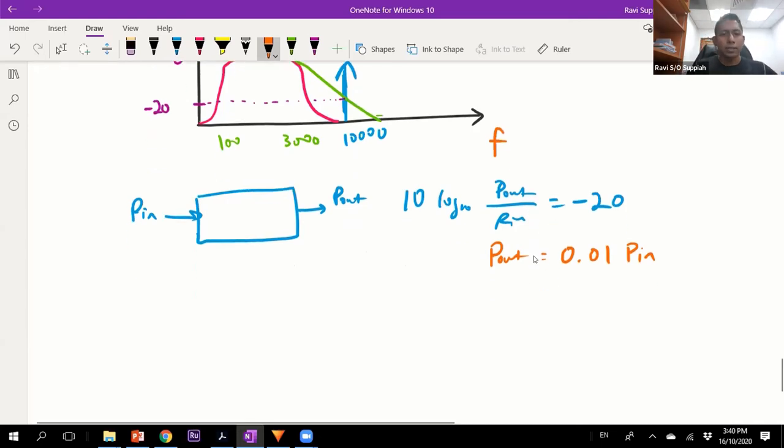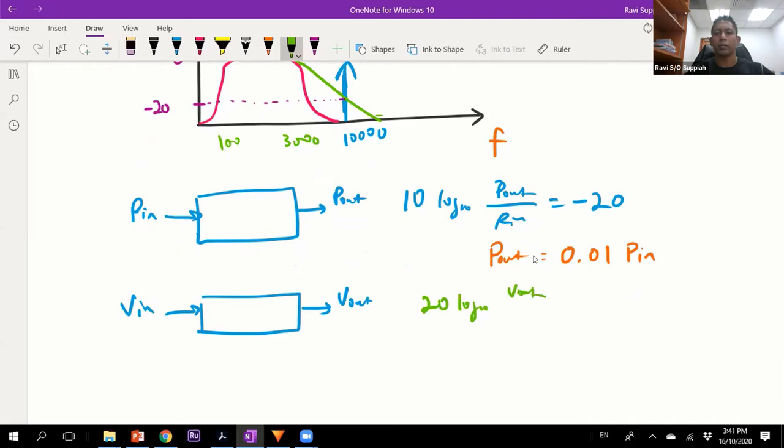If you were to do the same analysis in terms of voltage, for the same signal, then you will have 20 log base 10 of V out over V in to be minus 20, which means V out is 0.1 of V in. So this minus 20 dB tells us that your signal, in terms of voltage, has gone down by 10 times. It's 0.1 of the actual input. If you look at it in terms of power, it has gone down by 0.01 times. So it's quite a significant reduction of that signal. That's why this 20 dB is quite a significant amount. Your power is reduced by 0.01.